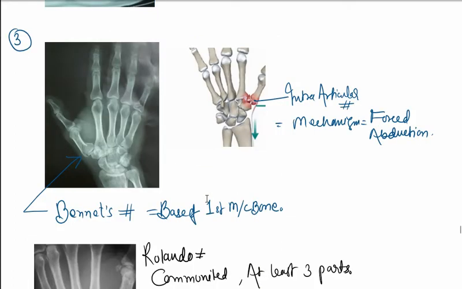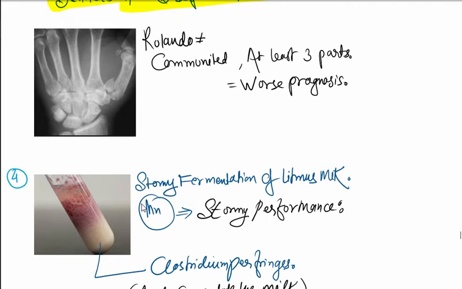Next one, X-ray of the hand, and this is the diagrammatic representation. This is Bennett fracture. The base of the first metacarpal bone is fractured, and it is an intra-articular fracture. And what is the mechanism? Forced abduction is causing this intra-articular fracture, known as Bennett's fracture.